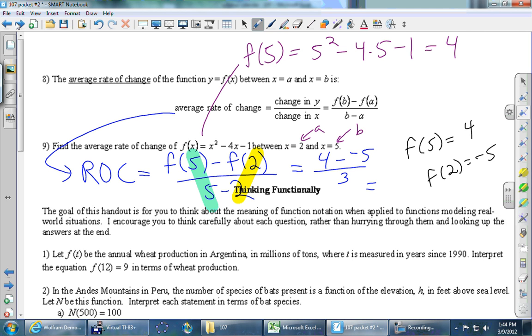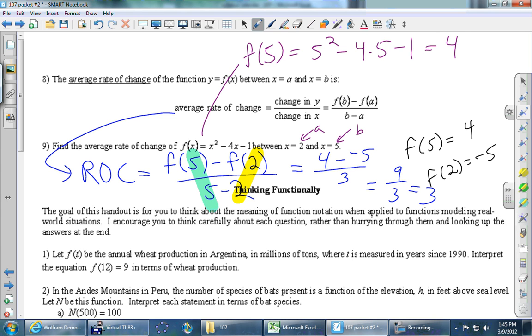Okay, on the top, 4 minus negative 5 is 9 over 3, which is 3. So the average rate of change between those 2 points on that function is 3, and that's it. In some sense, the function is changing by like 3 miles per hour between those 2 points. Eric? Did you get the f of 5 is 4 part? Okay, so we'll take a look at it.